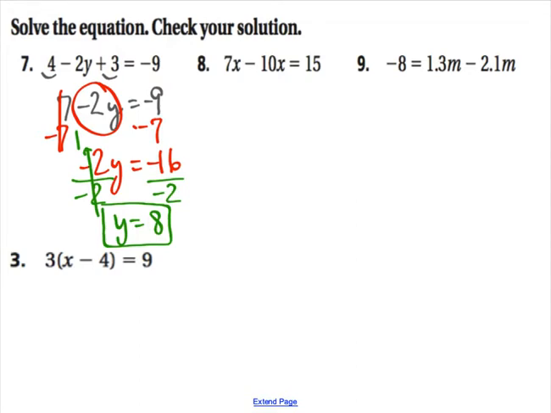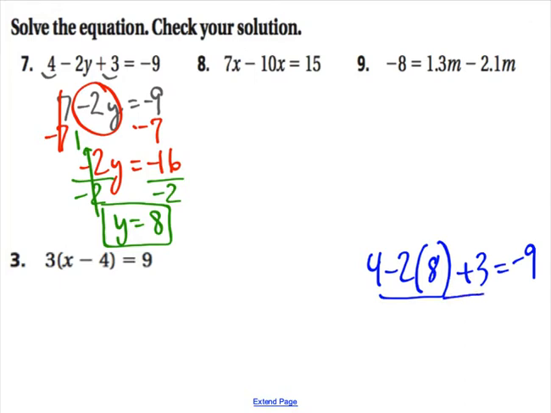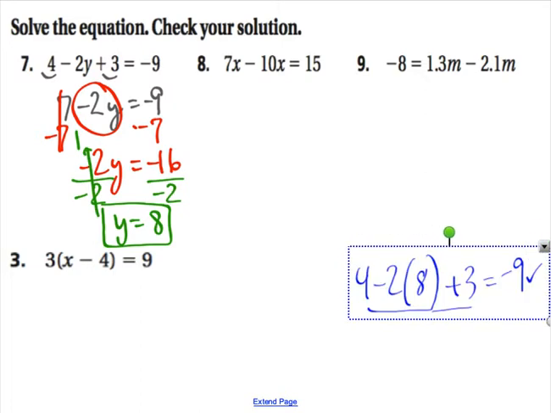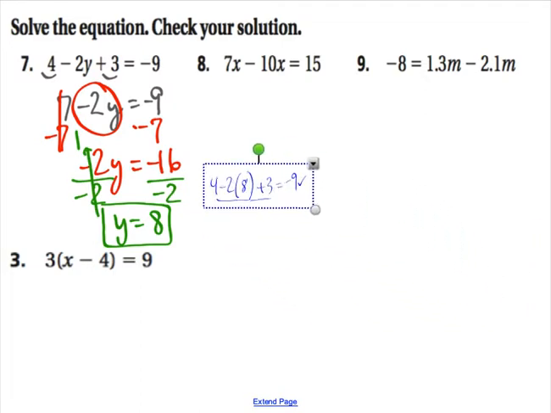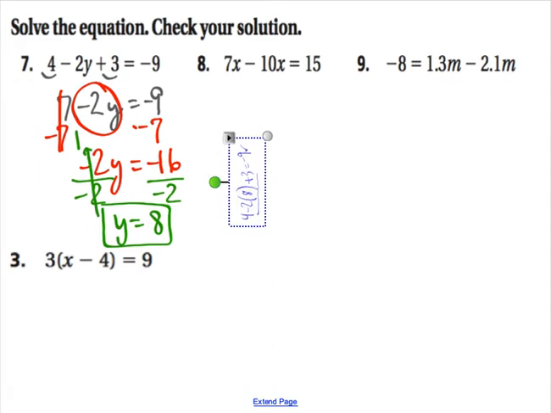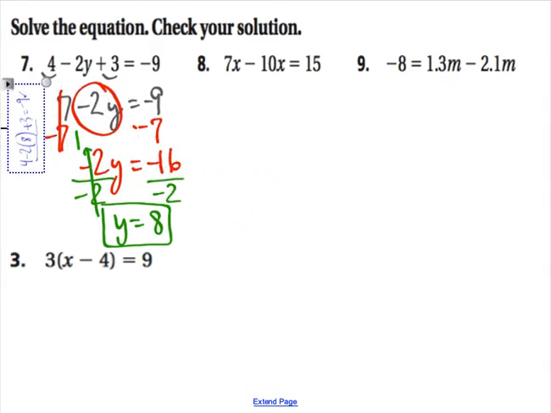Checking that solution, we've got 4 minus 2 times 8 plus 3 equals negative 9. 4 minus 16 is negative 12, plus 3 is negative 9. That does check out, and it is correct. And I'm just going to shrink it down and put it over here with that. Okay, that one checked out just fine.